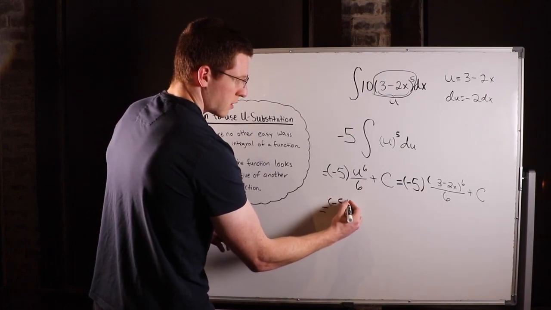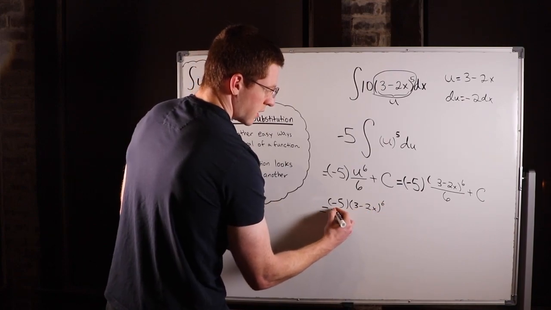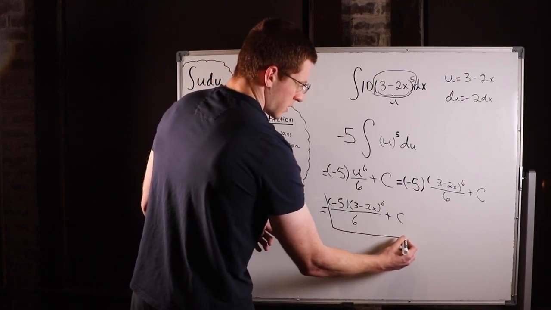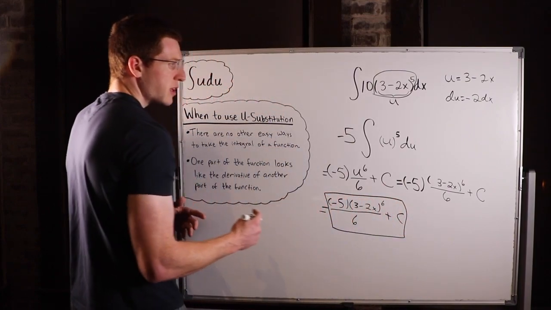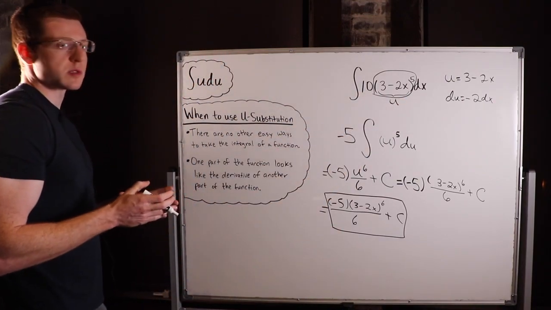Negative 5 times 3 minus 2x to the 6th, all over 6 plus c. So we have successfully integrated an initially complicated looking function using U-substitution.